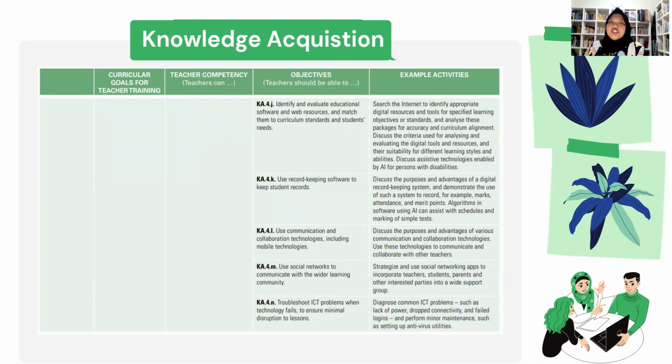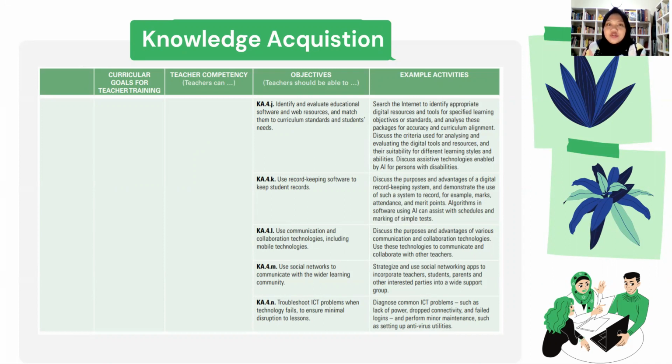Next one is teachers should be able to identify and evaluate educational software and web resources and match them to curriculum standards and students' needs. By searching the internet to identify appropriate digital resources and tools for specified learning objectives or standards, and analyze these packages for accuracy and curriculum alignment.